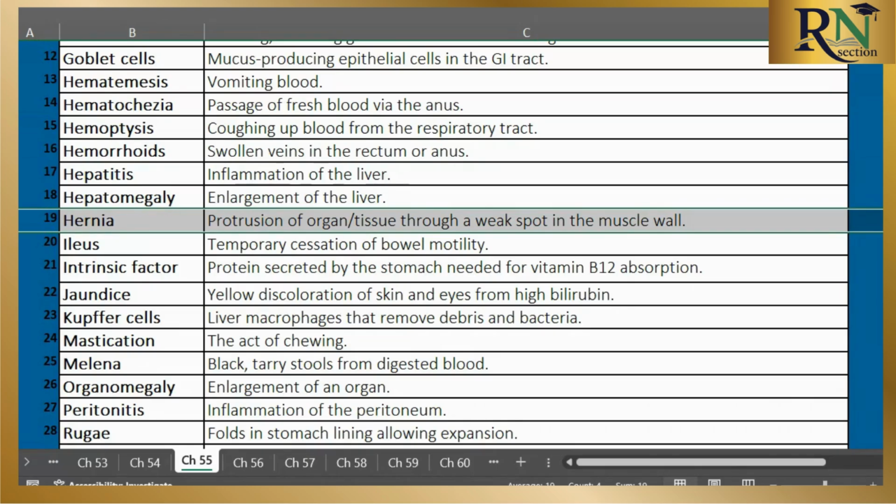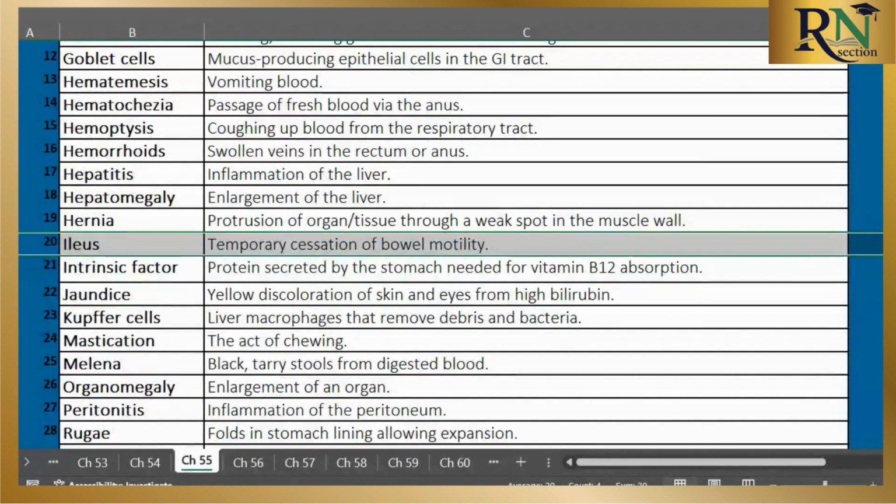Hernia: protrusion of organ tissue through a weak spot in the muscle wall. So hernia means pop out. Ileus: temporary cessation of bowel motility. So ileus is the idle intestine.